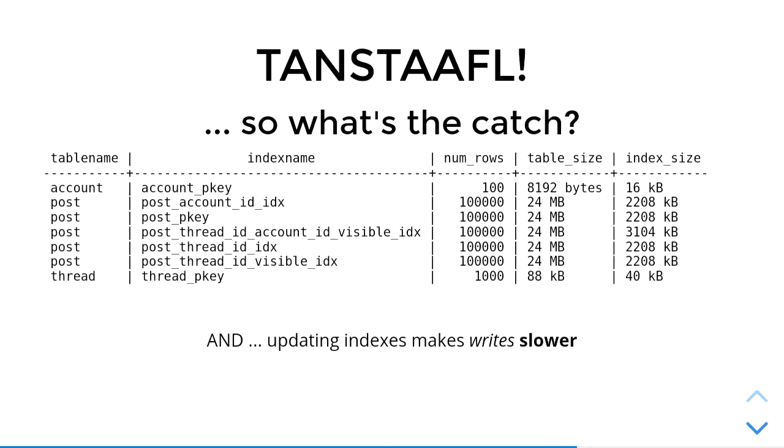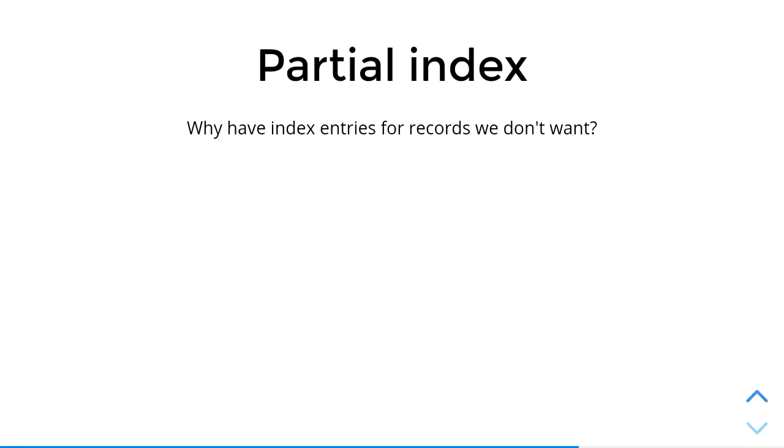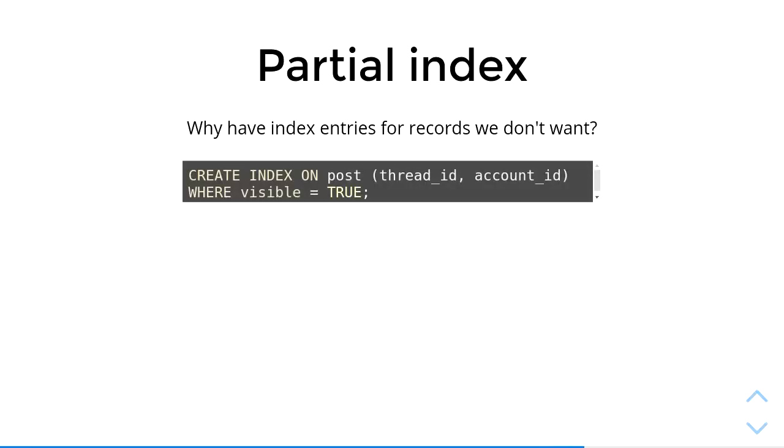There is a nice solution for some of this. Partial indexes. Why are we storing in the index rows of references to rows we know we don't want? We're not interested in the ones that are marked not visible. So why do we store them in the index? Can't we tell our index to ignore them? Of course we can. So we do what we did before, but this time we say where visible is true. We leave visible out of the index and just say we only put things in the index where visible is true.